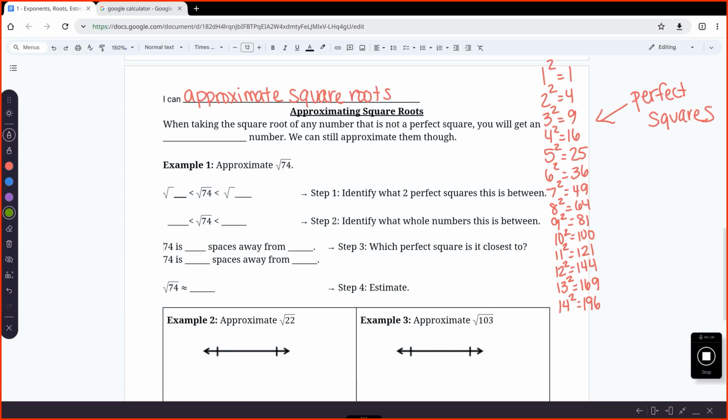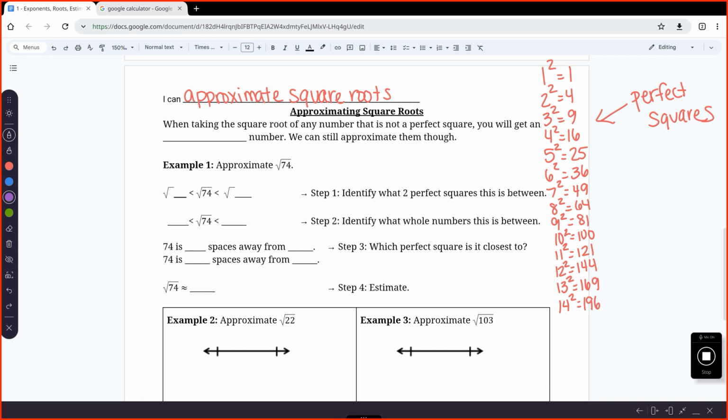Okay, in this video, we are going to be approximating square roots. I went ahead and wrote out the perfect squares for you. I would suggest that you have this perfect squares list in front of you at all times when you're trying to approximate. And again, just so we're not confused, the numbers that I have circled in purple are your perfect squares.